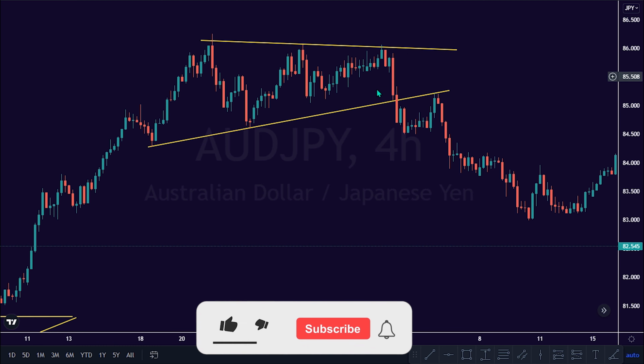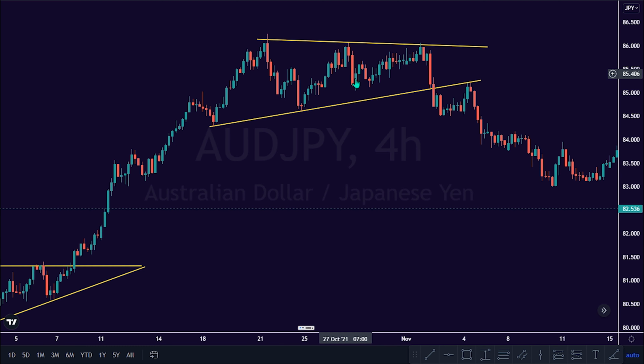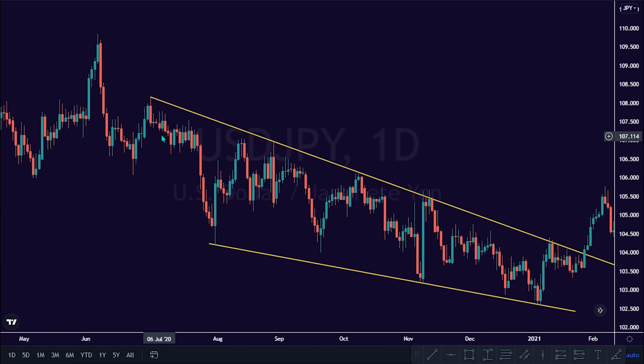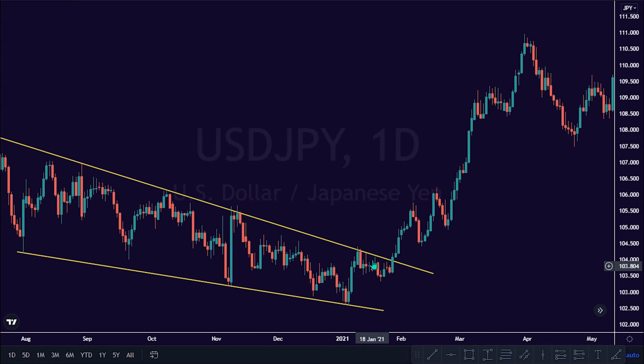Here's the rising wedge on this chart. We can see how it reversed the bullish trend here into a bearish trend. Here's the falling wedge in this market. We can see how it put an end to this bearish trend, thereby reversing this bearish trend into a bullish trend.